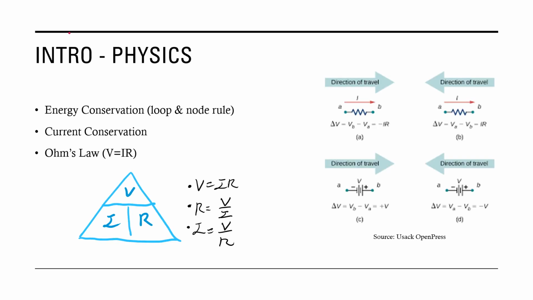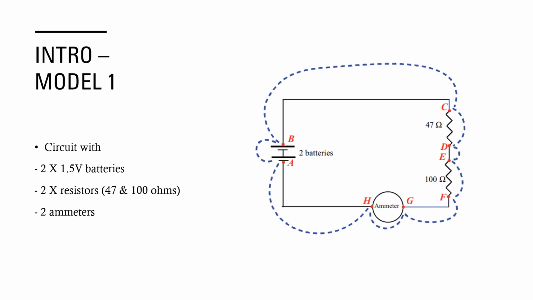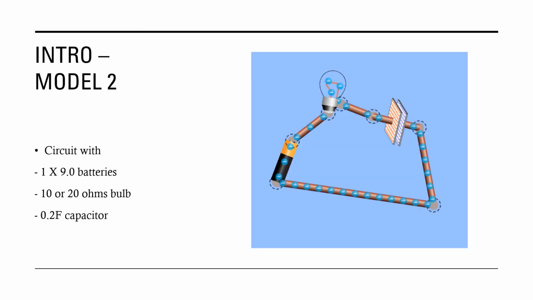There are basically three most important concepts and equations that were used throughout this experiment. First is energy conservation, second is current conservation, and third is Ohm's law, which was used for calculations. This is what the first model looked like, and this is the second model that was used in the experiment.